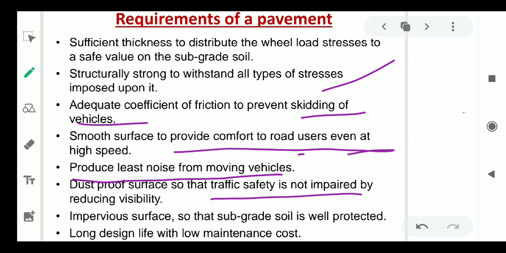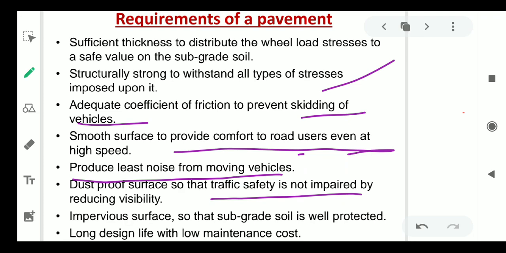Suppose you are using very poor quality materials. Due to the abrasion of the vehicles, the material may break, or it may produce dust. Due to this, the visibility is affected.